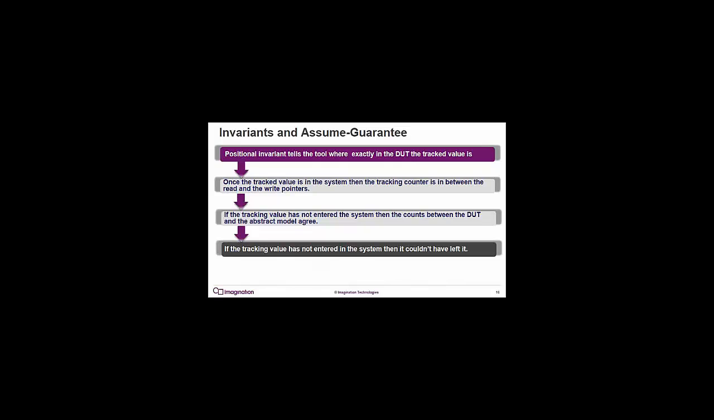Guess what? This is assume guarantee. Not exactly the assume guarantee that Ken McMillan and the others proposed 15, 16 years ago, but something similar. Here now we say once the tracked value is in the system, then the tracking counter is in between the read and the write pointers. If the tracking value has not entered the system, then the counts between the DUT and the abstract model agree. Meaning, if the tracking value has not entered, then the tracking counter and the DUT will agree in their counts.